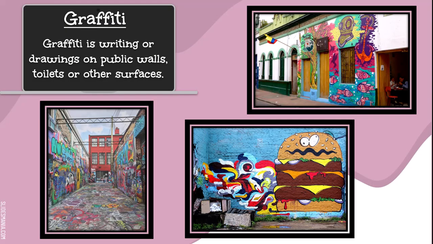In the text, there is a word mentioned several times, which is graffiti. So what is graffiti? Graffiti is writing or drawings on public walls, toilets, or other surfaces. These are examples of graffiti. They paint pictures or write something on the public walls, at the public toilets or other surfaces. These are the examples.